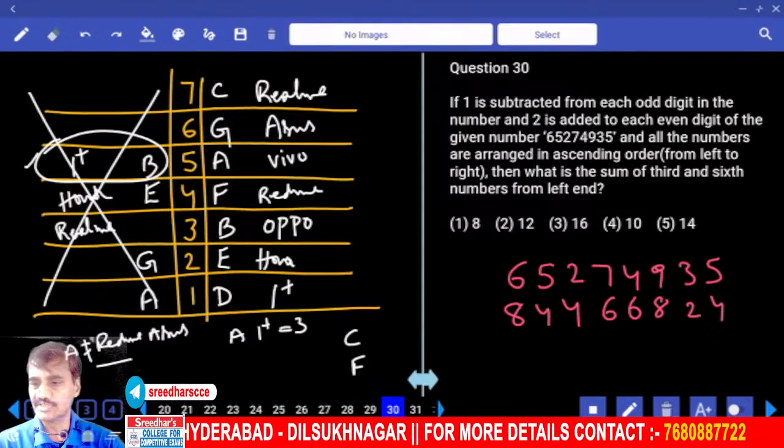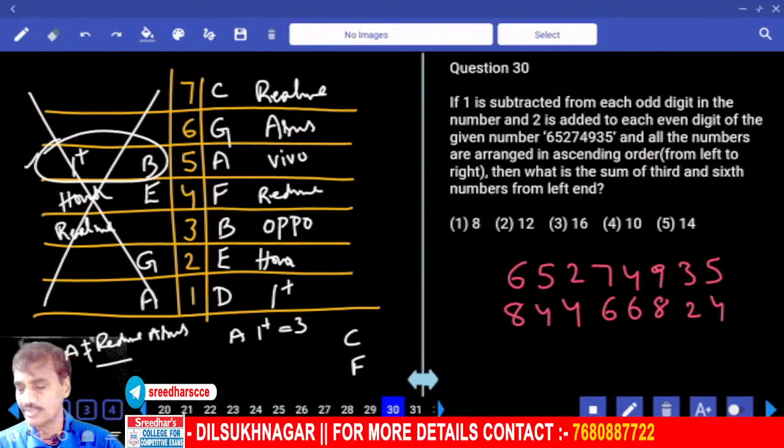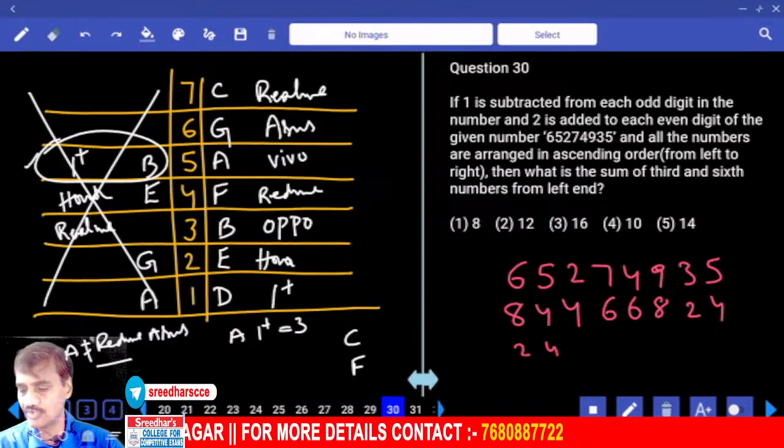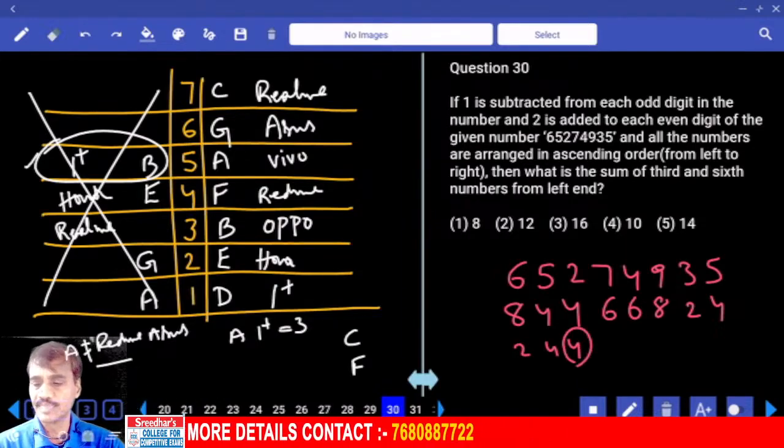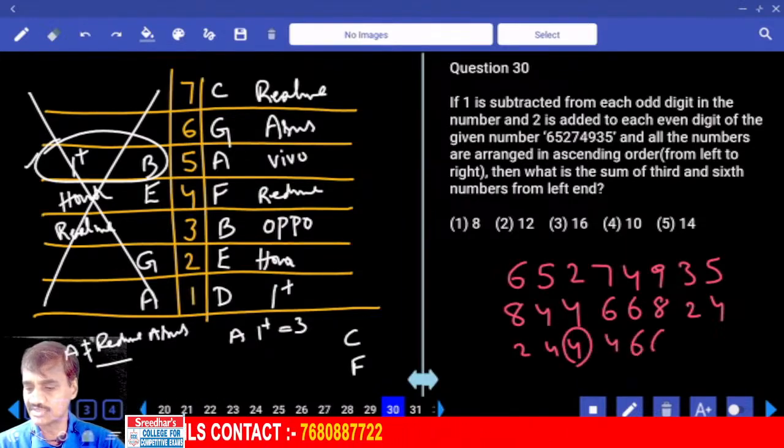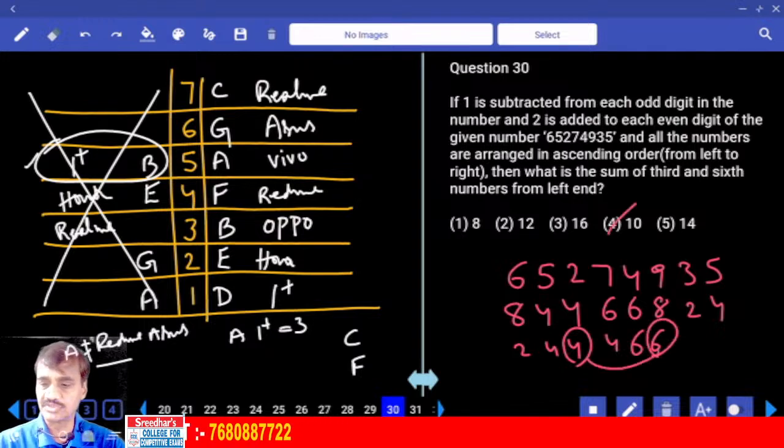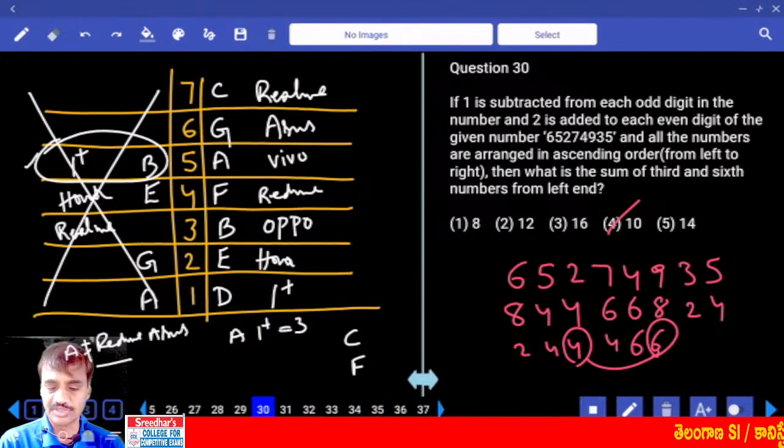Then from the left, what is the sum of the third and the sixth from the left? In ascending order, 2 and 4, 4 and 4 is the third. Next another 4, 6 and 6. Then what is the sum here? 4 plus 6. How much is that? 10. 10 is given in choice 4. Question number 30, choice 4.